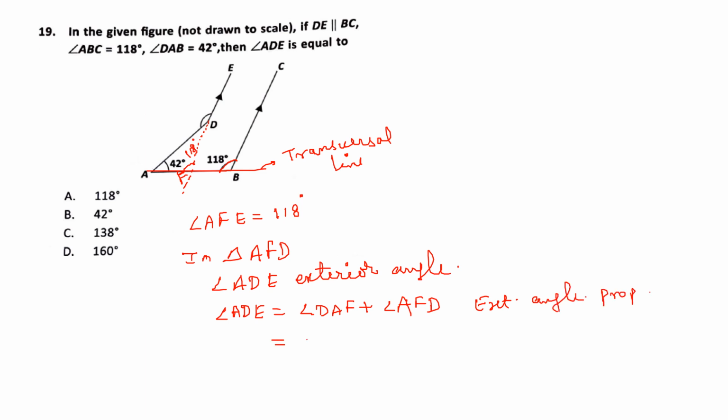So from here I can write it is 42 degrees plus 118 degrees, and you will get the sum as 160 degrees. So option number D is the correct answer. So hope it is clear.